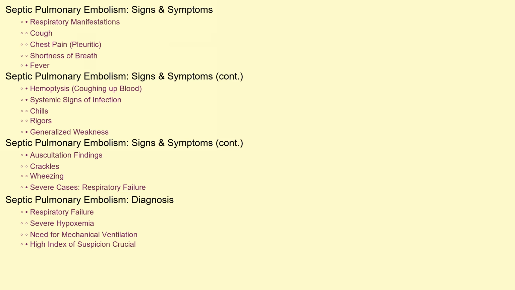The signs and symptoms of septic pulmonary embolism can vary, but often include a combination of respiratory and systemic manifestations. Patients typically present with fever, cough, chest pain, which may be pleuritic, meaning it worsens with breathing, and shortness of breath. Hemoptysis, or coughing up blood, can also occur. Systemic signs of infection, such as chills, rigors, and generalized weakness, are common. Auscultation of the lungs may reveal crackles or wheezing. In severe cases, patients may develop respiratory failure, characterized by severe hypoxemia and the need for mechanical ventilation. Because these symptoms can mimic other respiratory illnesses, a high index of suspicion is crucial for early diagnosis.